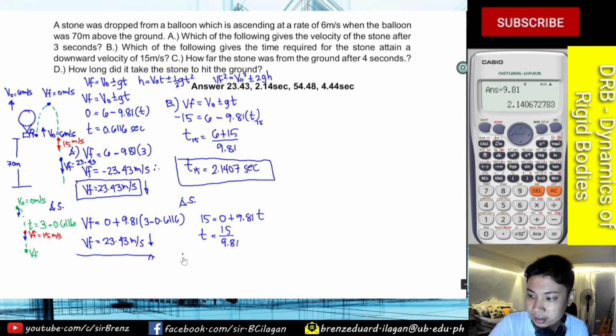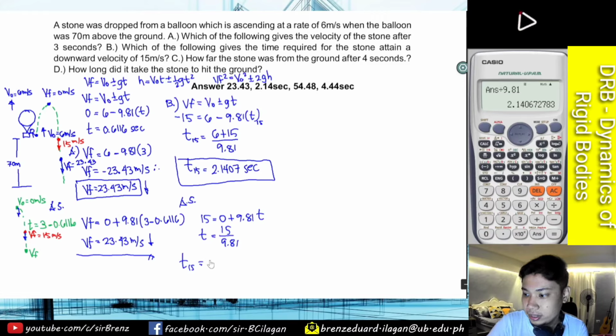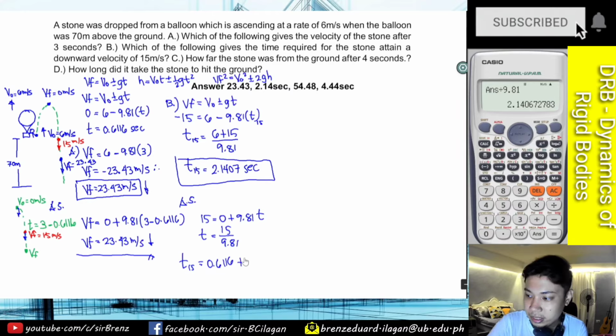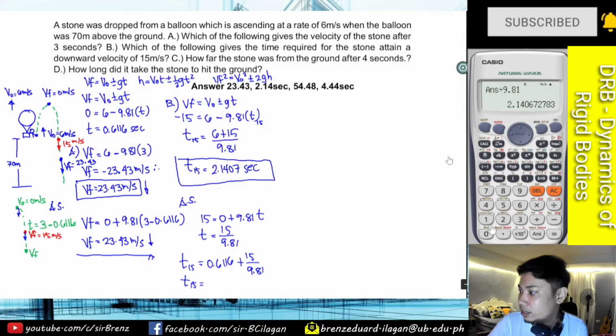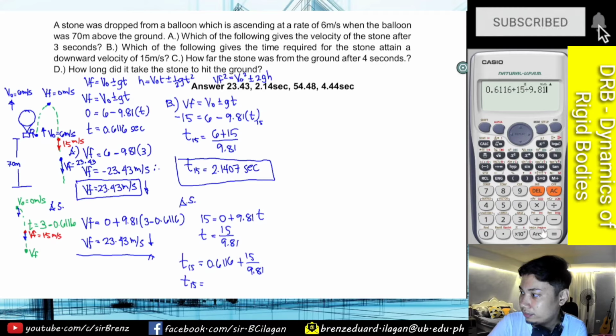So, to solve for the time required to reach its 15 meter per second velocity, i-add natin yung 0.6116 kasi ito nga yung time coming from the balloon hanggang ma-reach niya yung maximum height. So, that will be 0.6116 and then plus yung time t, which is 15 over 9.81. So, the time required to reach 15 meter per second velocity is 0.6116 plus 15 divided by 9.81. Ayan. So, we still arrive at the same answer.